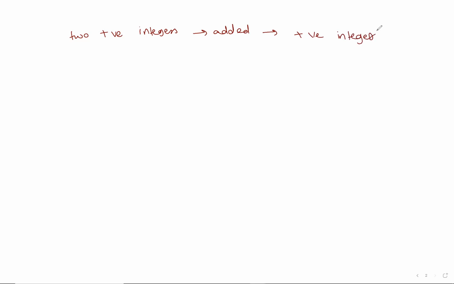Okay. So the question is, when two positive integers are added, we get a positive integer. Since we've already done this in the previous class, it shouldn't be that difficult. Is this true or false? It is correct. Okay. How about when I say when two negative integers are added, we get a positive integer? It is incorrect. And can you give me an example?